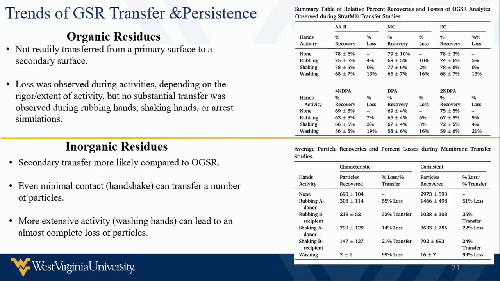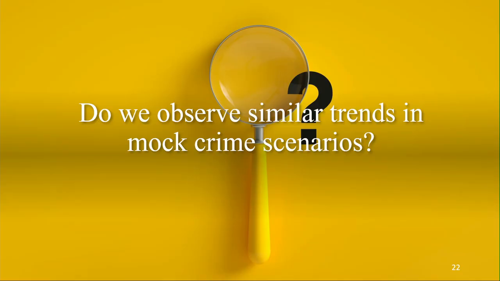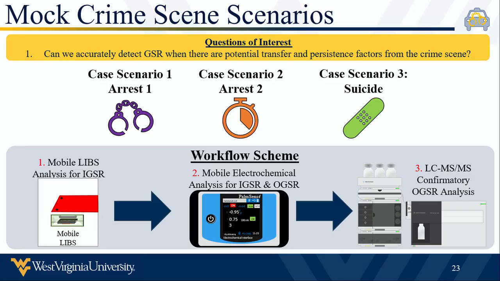This is very relevant because we're going to assess now other types of scenarios. Do we observe similar trends in mock scene scenarios? So we would like to answer this question. And in particular, we are interested to answer this one: can we accurately detect GSR when there are potential transfer and persistence factors from the crime scene?